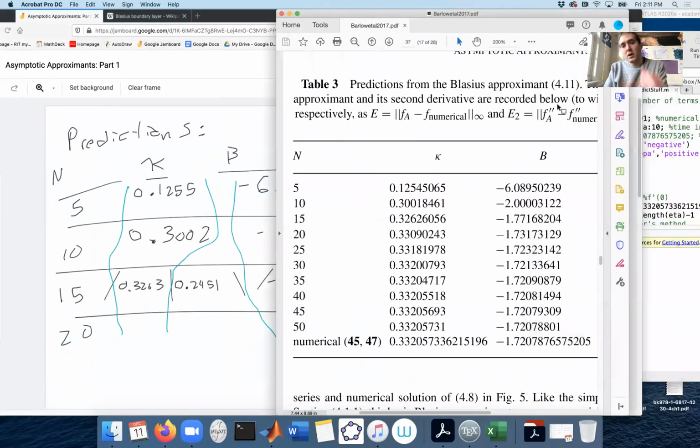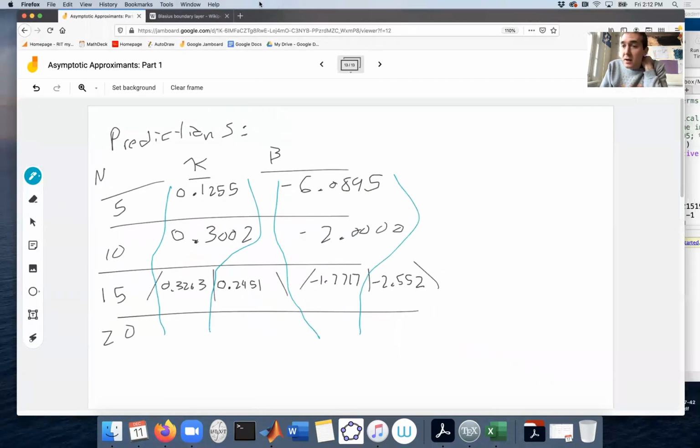So at 50 terms, you can see that it converged up to the seventh digit. It got up to the 7th digit in the numerical solution. But as far as convergence goes, I guess you could probably say it only got up to the 6th digit if you want to look at that digit as converging. And the same thing for B. Although for B, I would say it converged up to this digit here, right?